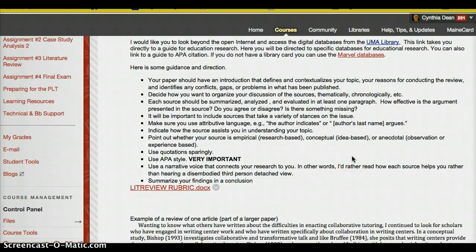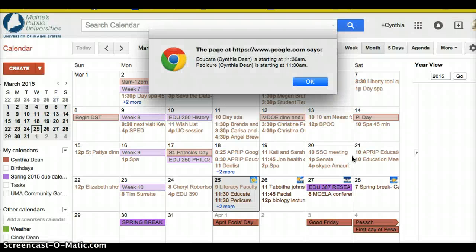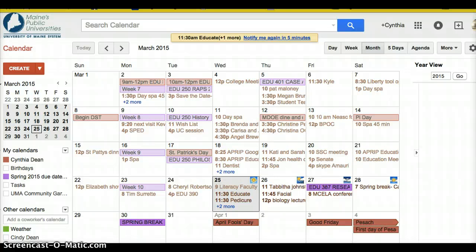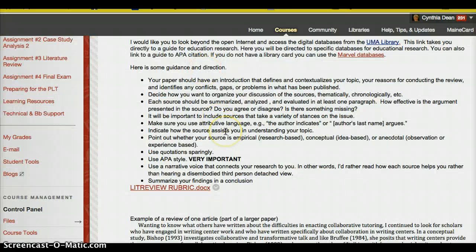Here are some guidelines. So your paper should have an introduction that defines and contextualizes your topic, your reasons for conducting. Whoops, sorry about that. That happens when my calendar goes on. What your question is, why you're conducting this review, what do you want to know? You can identify conflicts, gaps, or problems in what has been published. It may be that you've looked at some articles and you say there's some conflicting reports, and I want to really investigate this particular aspect of this to see which reports, which studies are most valuable to me.